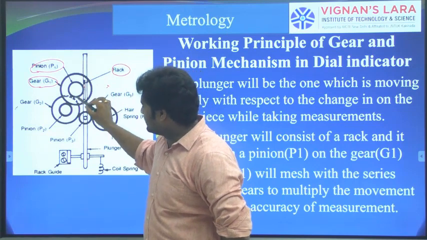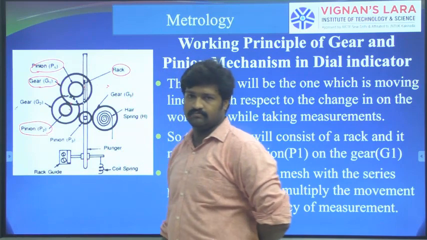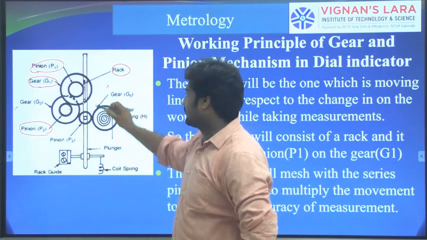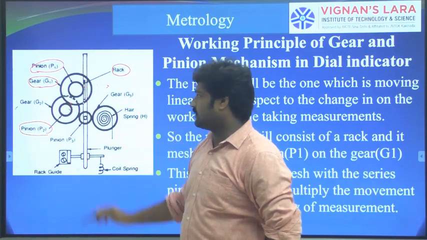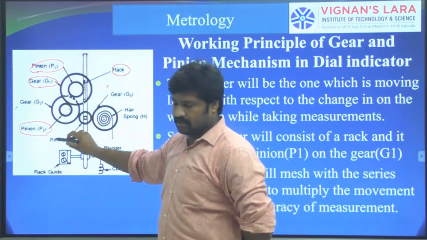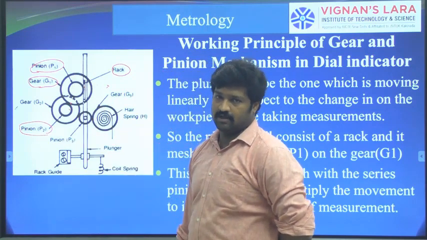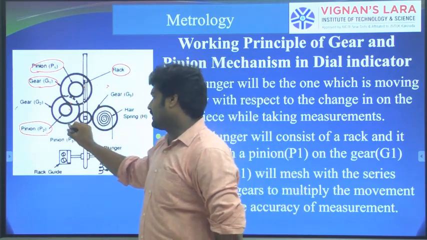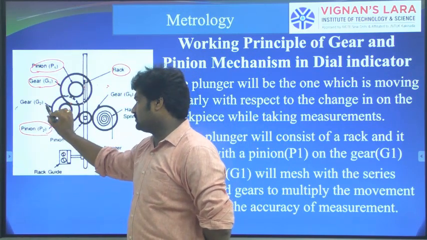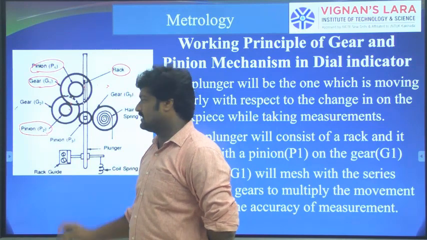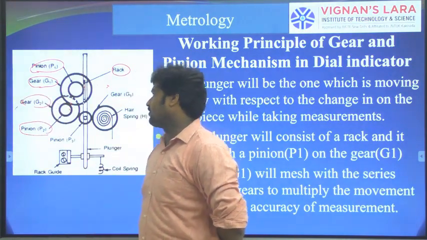If the gear G1 moves, it moves the pinion P2. The gear G1 and pinion P2 are in mesh together. So if pinion P1 moves and gear G1 moves, automatically the pinion P2 rotates. Here G2 and P2 are compound gears. If P2 rotates, automatically the gear G2 will rotate.